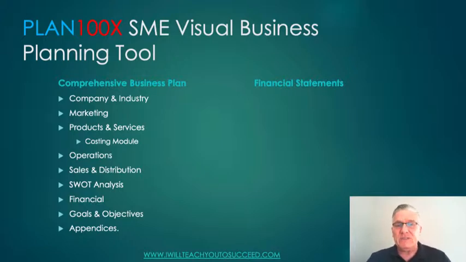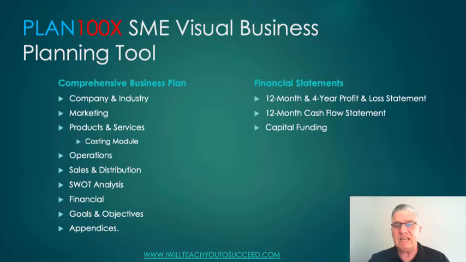In terms of the financial statements, this is what you'll get: 12-month and 4-year profit and loss. You'll get a 12-month cash flow statement, a capital funding plan, and a tax liabilities table. This is something new which we're really proud of. You won't see this anywhere else in terms of normal financial statements, but what we've produced for you with this, and I'll show it to you just now in the tool, is a tax liabilities table.